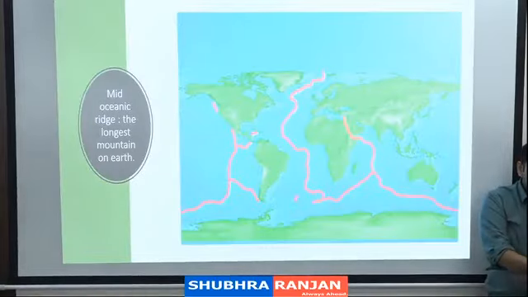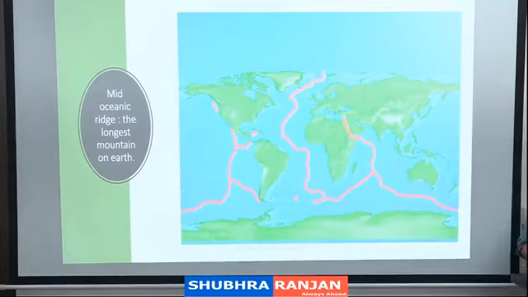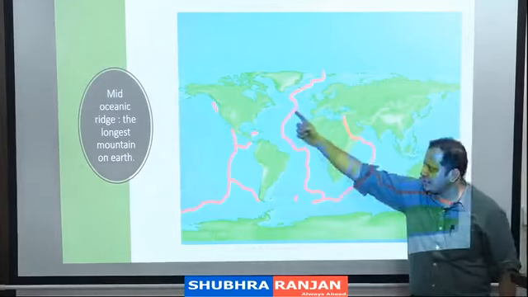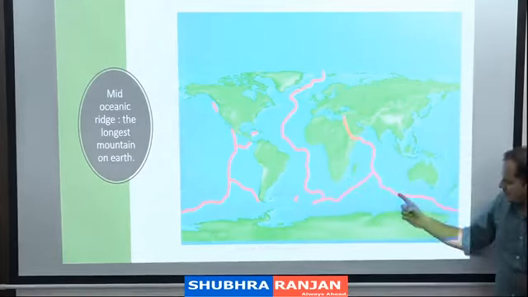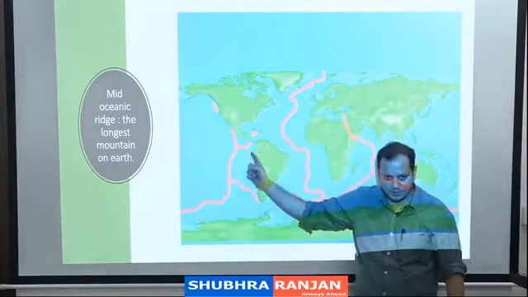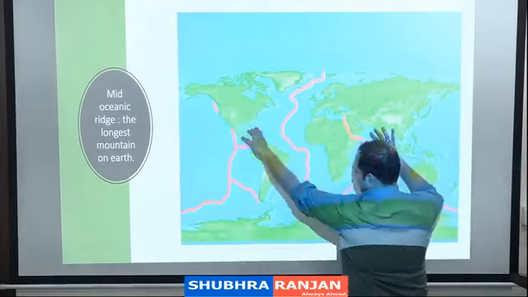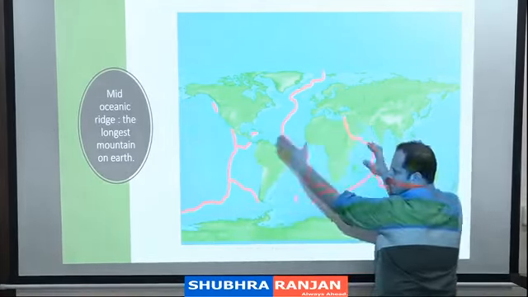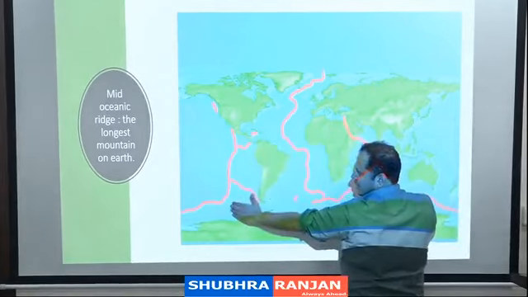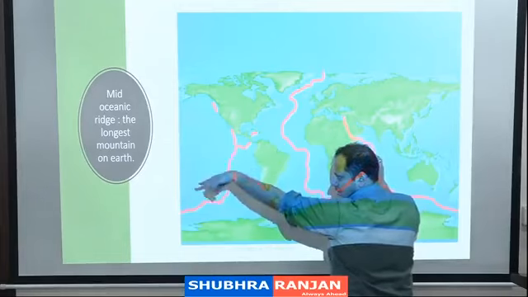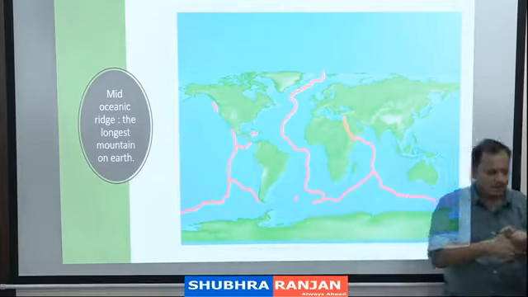The best evidence is this mid-oceanic ridge, except in the Pacific Ocean. In the Pacific Ocean there is the East Pacific Rise, and you know why? Because if you join this, this was Gondwana. That time it was perfectly a mid-oceanic ridge. So the mid-oceanic ridge is the longest mountain on the earth.